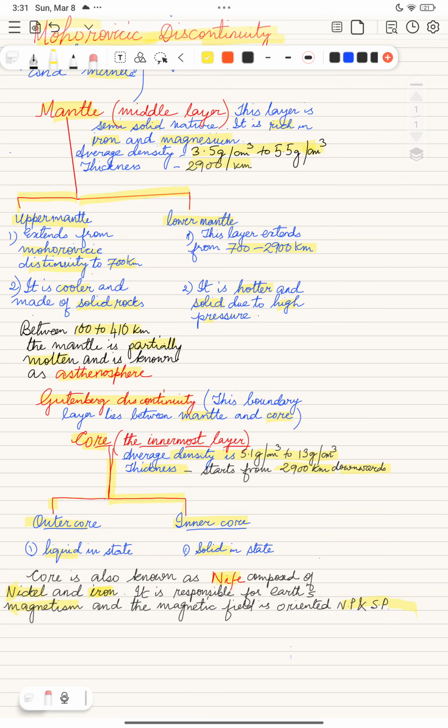This much, if you have done the entire thing very briefly in a tabular form, if you learn this, I think it's enough. Along with this, practice the diagram that is given in your book.